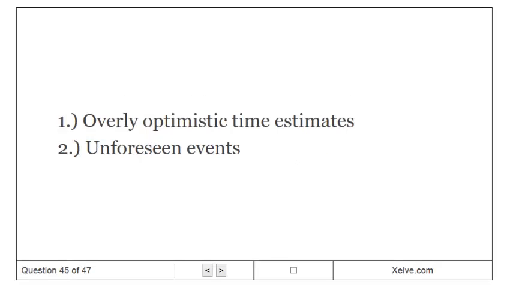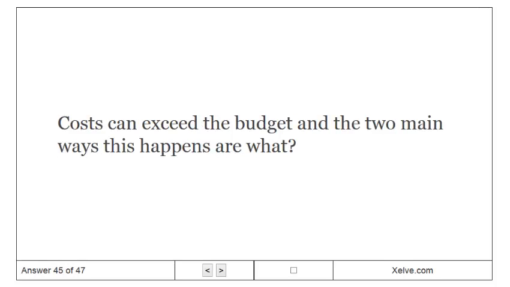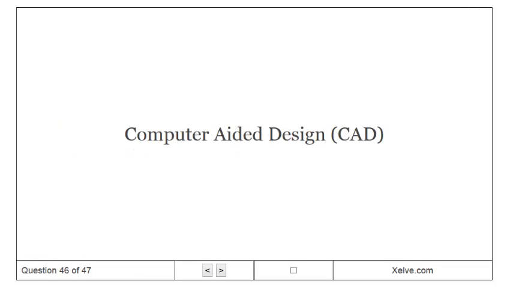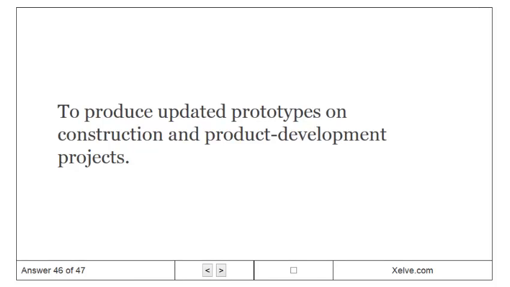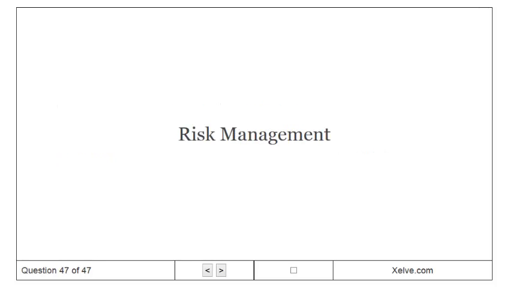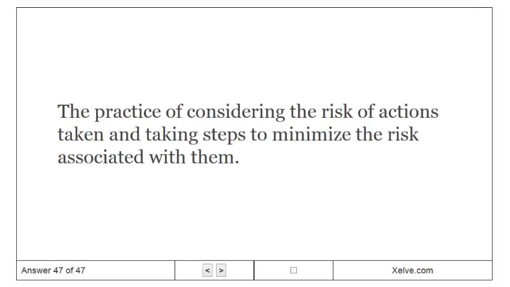1. Overly optimistic time estimates. 2. Unforeseen events. Costs can exceed the budget, and the two main ways this happens are what? Computer-aided design. To produce updated prototypes on construction and product development projects. Risk management. The practice of considering the risk of actions taken and taking steps to minimize the risk associated with them.